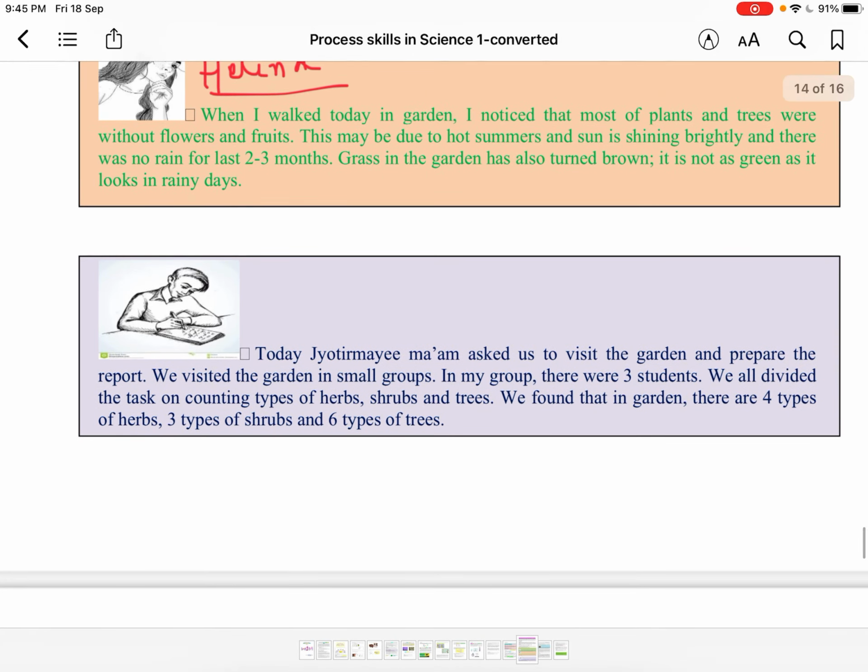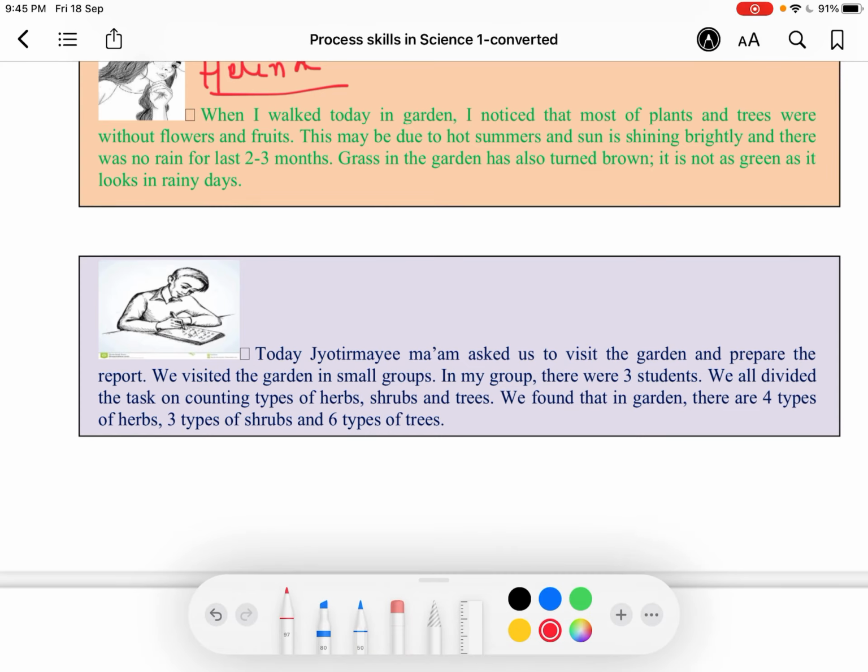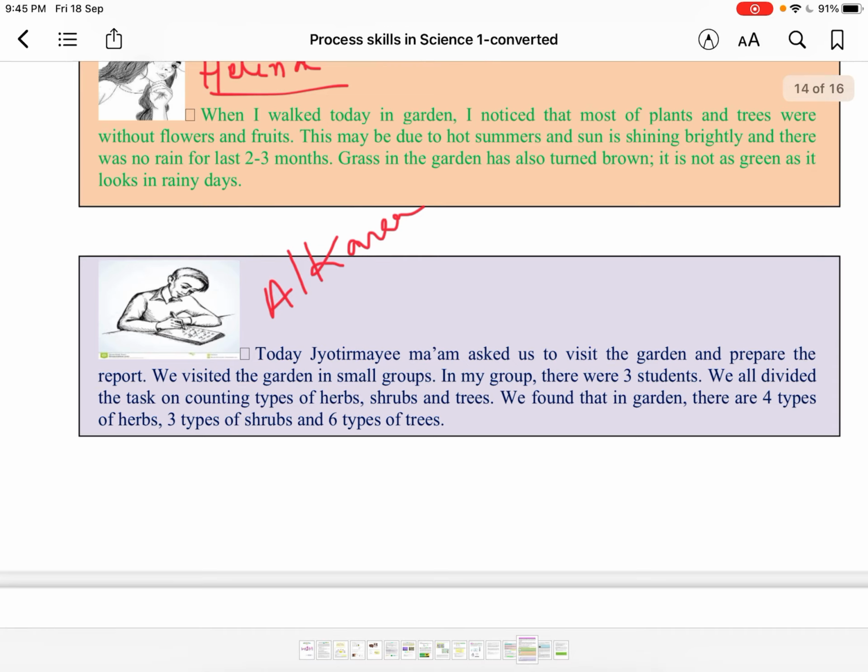And next, this is Alkana's report: today Jyotirmai ma'am asked us to visit the garden and prepare the report. We visited the garden in small groups. In my group, there were 3 students. We all divided the task of counting types of herbs, shrubs and trees. We found that in the garden there are 4 types of herbs, 3 types of shrubs and 6 types of trees.